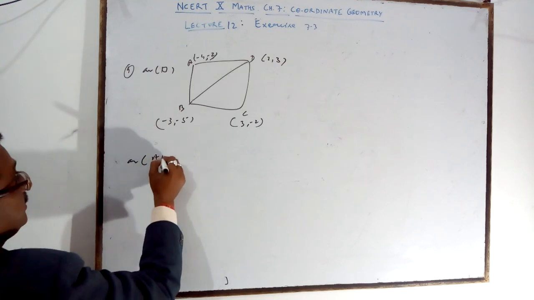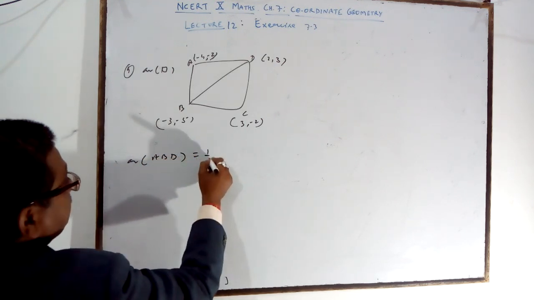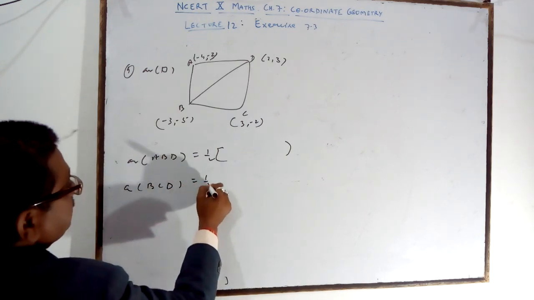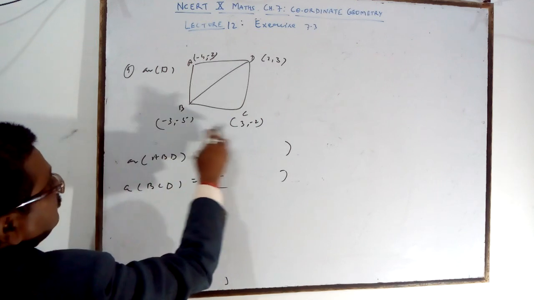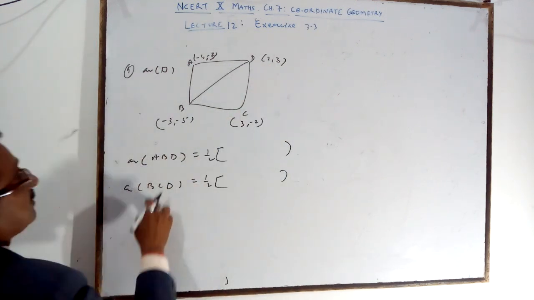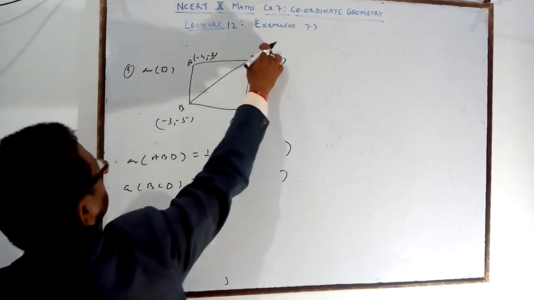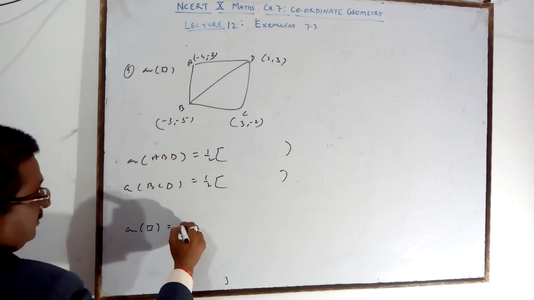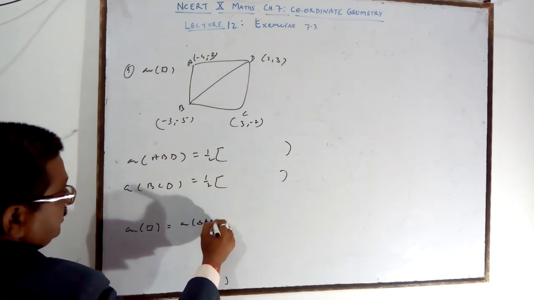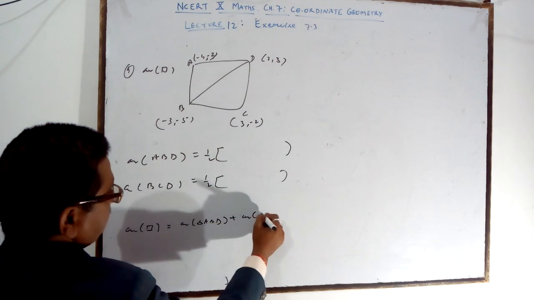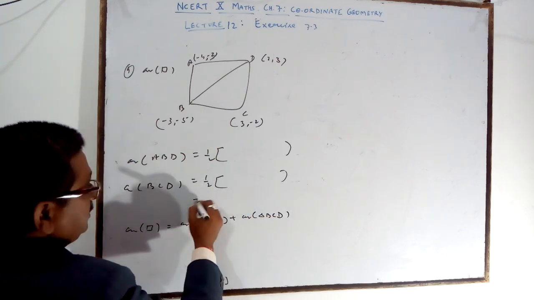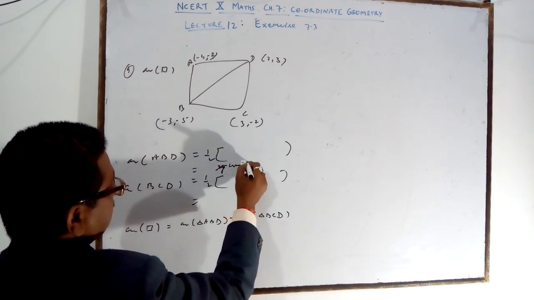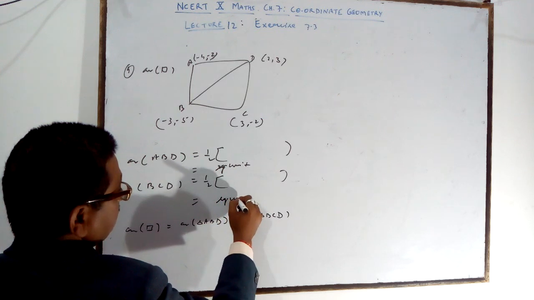Area of ABD you calculate by the formula. Area of BCD you calculate by the formula, using x1, y1, x2, y2, x3, y3 for each. So the area of the quadrilateral will be the area of triangle ABD plus the area of triangle BCD. But very carefully, both the square units will be positive.